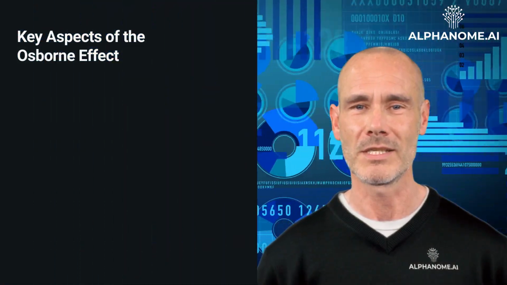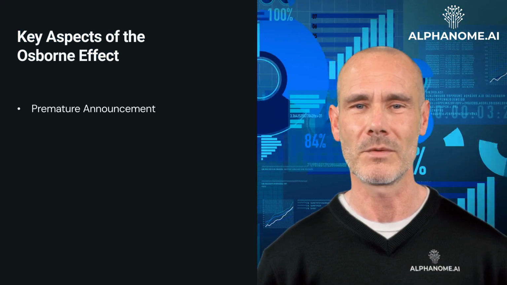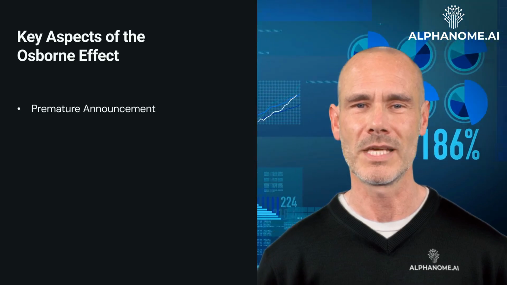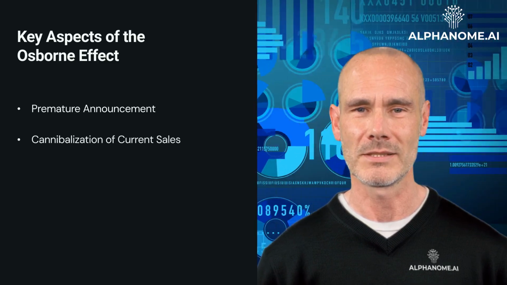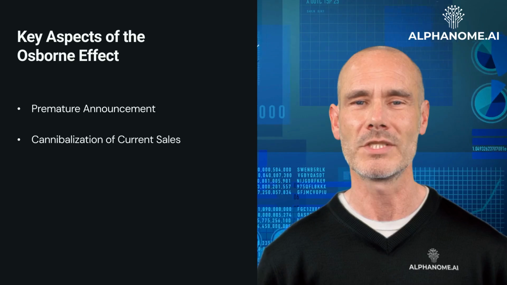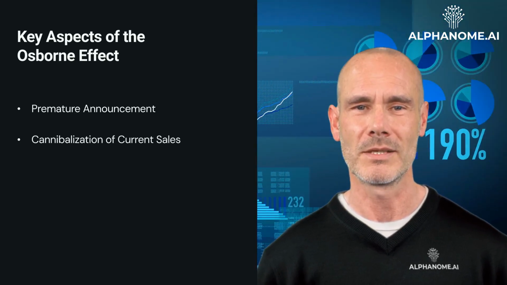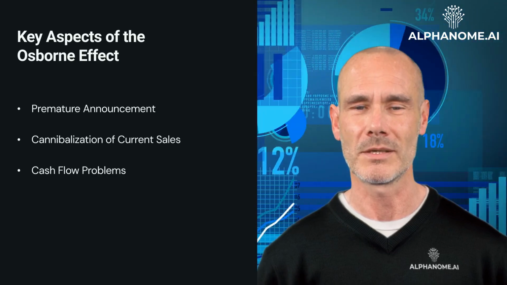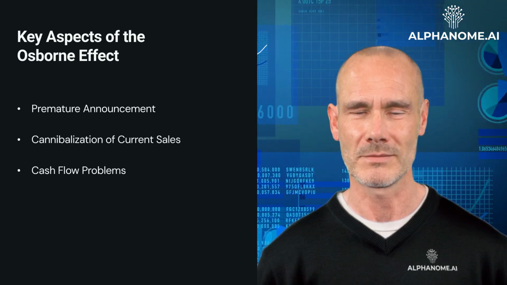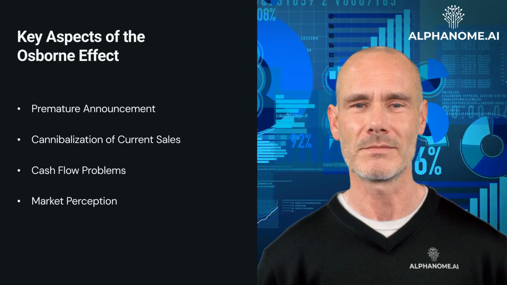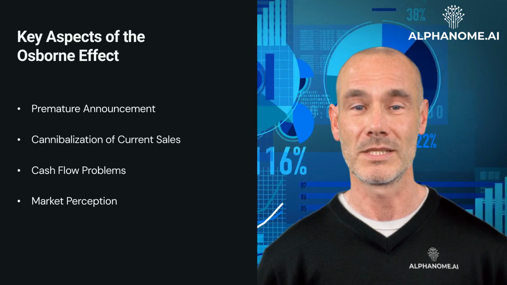Key aspects of the Osborne Effect. Premature announcement. Companies announce new products too far in advance of their actual release date. Cannibalization of current sales. Customers delay purchases of existing products in anticipation of the new release. Cash flow problems. The drop in sales of current products can lead to financial difficulties for the company. Market perception. Investors and consumers may lose confidence in the company's current offerings.